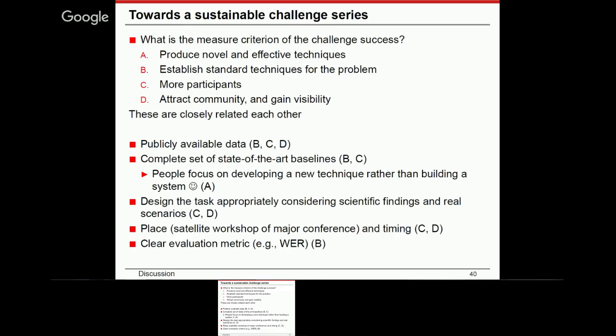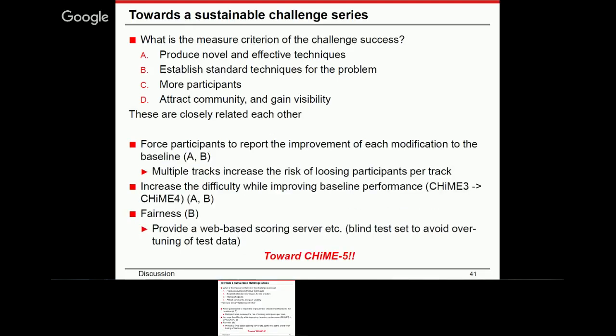And designing the tasks appropriately concerning scientific findings and real scenarios is important. Place and timing is important, and a clear evaluation metric is also important. I also listed several things. We ask participants to report the improvement of each modification to the baseline. That is important, and we asked CHiME 4 participants to do that. Some people don't want to do that because that needs more experiments, but please, for the community contribution.